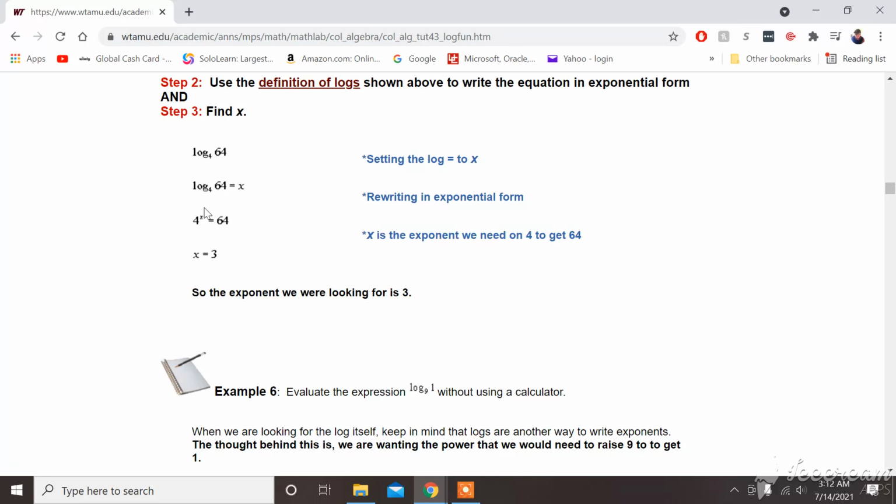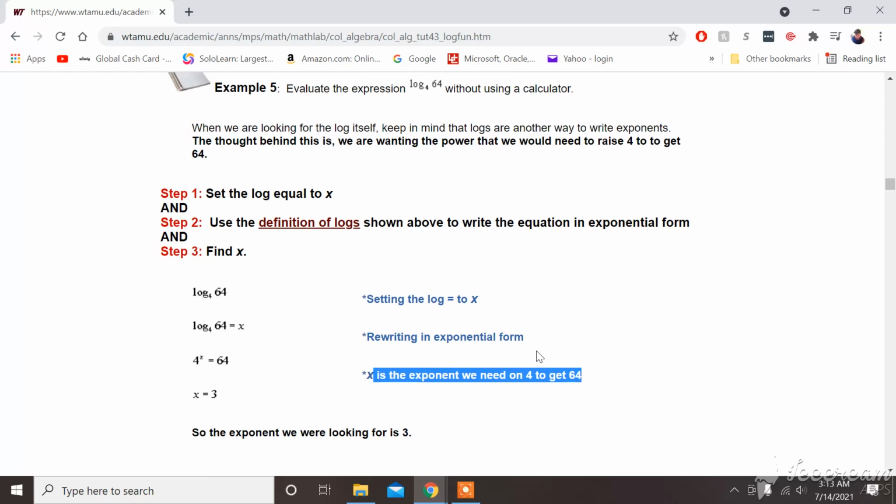This is just advanced level concerning this level of algebra. You should be advanced enough where you automatically look at this and be like, bam, 4 to the third power is 64. And x is the exponent we need on 4 to get to 64.